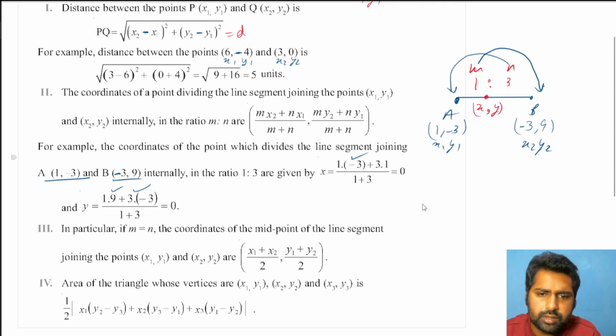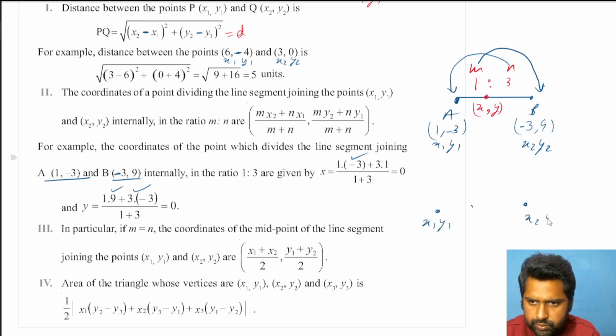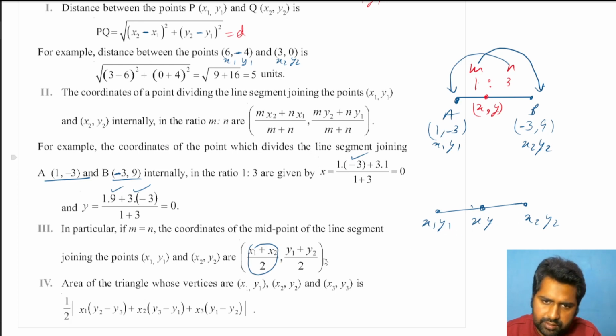Similarly, if you need the midpoint of 2 points, let's say this is x1 y1 and this is x2 y2, we will be needing a midpoint for this chapter. In between we will require the midpoint. In order to get the midpoint x comma y, x will be given by x1 plus x2 by 2, meaning add the x coordinates, then divide by 2. Similarly for the y coordinate, add y1 plus y2 and divide by 2.